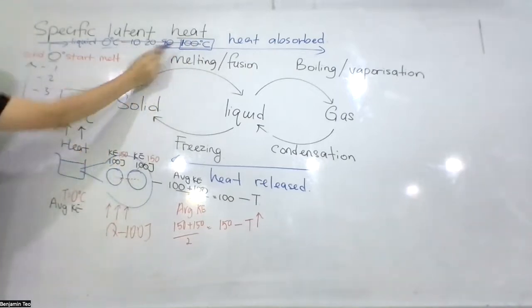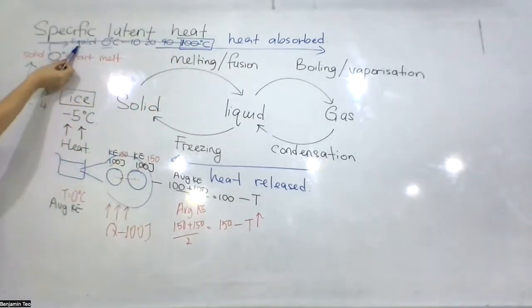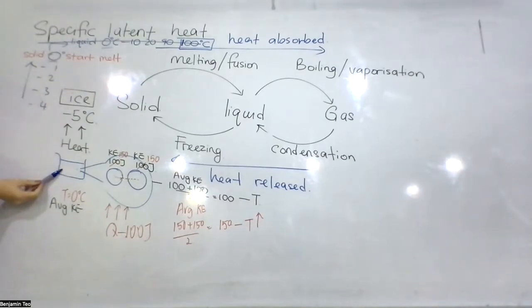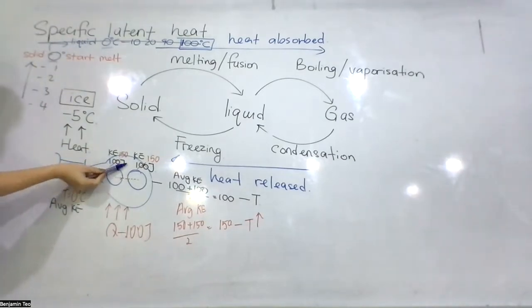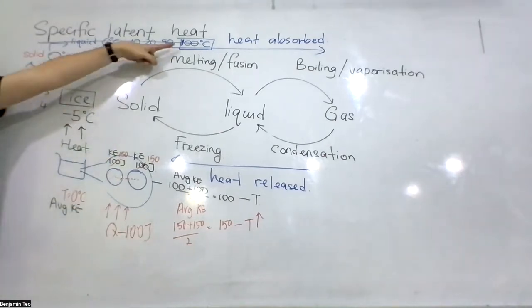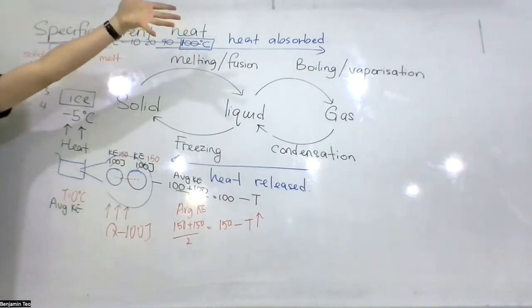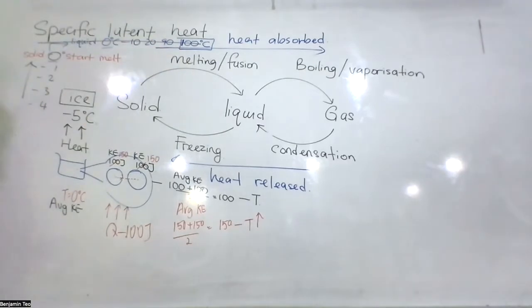When it reaches 100, what is the state? It is still liquid. Okay, this one keeps rising. Now, 当它到100的时候，就是它的 boiling point. Then what happened again? At 100, okay?